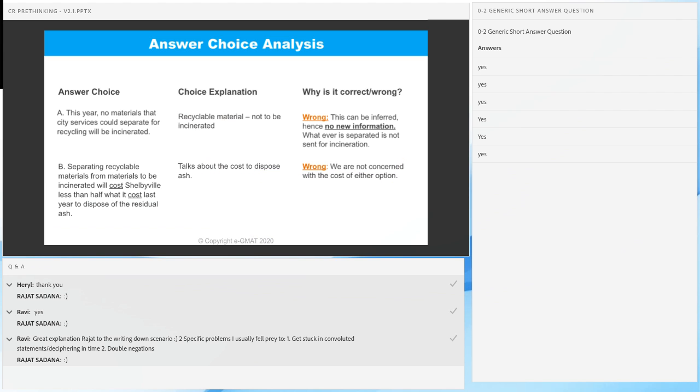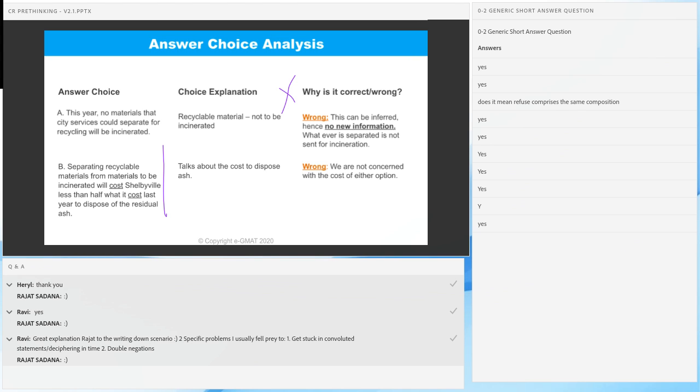Perfect. Let's look at these answer choices. Answer choice A says, this year, no materials that city services would separate for recycling would be incinerated. In other words, recyclable material will not be burned. Is this must be true? Absolutely. Does it provide new information? Absolutely not. Because it doesn't provide new information, this one is wrong. Does it mean the refuse comprises the same composition? Absolutely not. All it's saying is you're going to get half as many trucks. That's it.